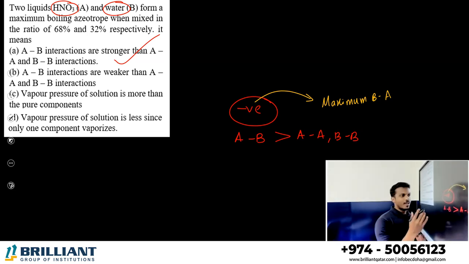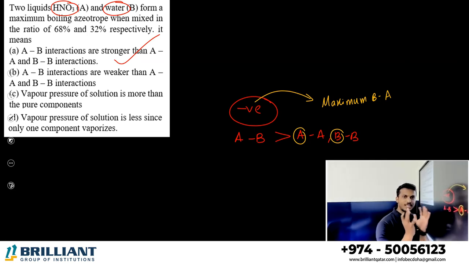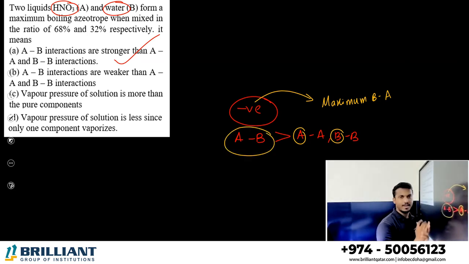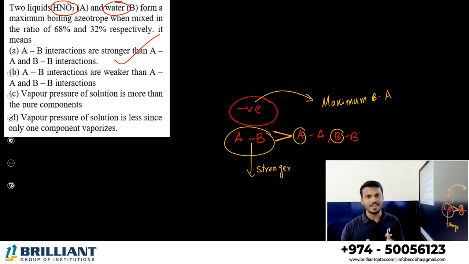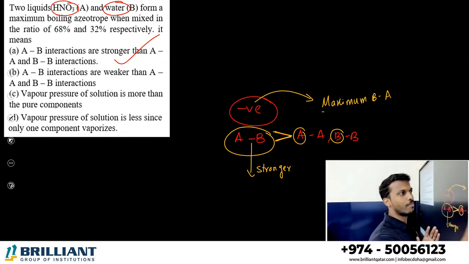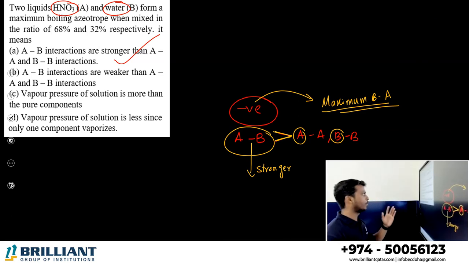When A component and B component are mixed, what solution are you getting? AB component. AB interaction is already a stronger bond, right? It is a very strong bond. So the stronger the bond, it will take a long time to boil, right? So that's why, because the AB interaction is very strong, they show a maximum boiling azeotrope. The mixture has a very high boiling point. So option A is the correct one.